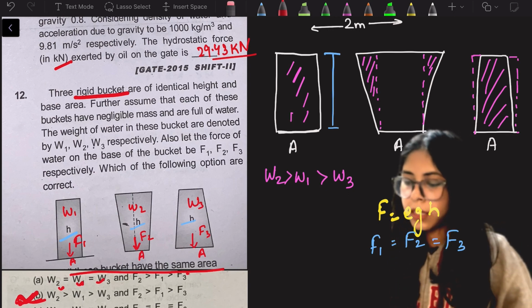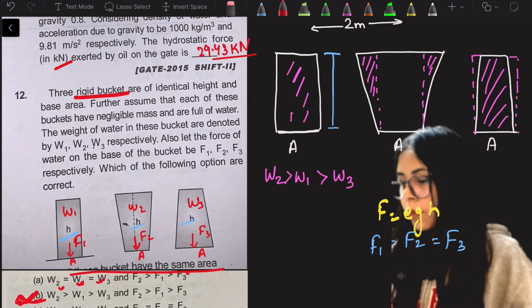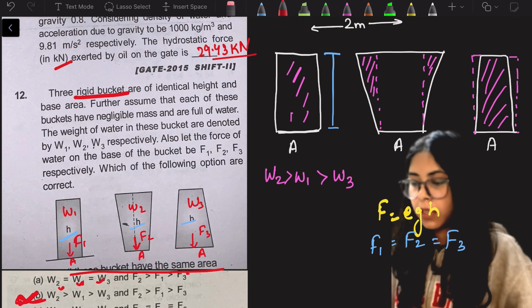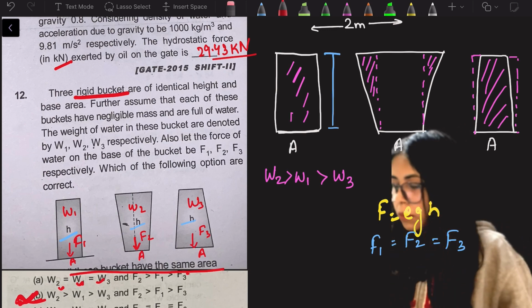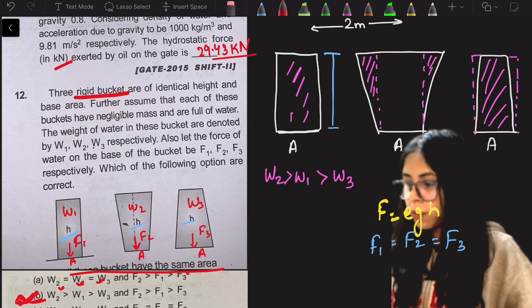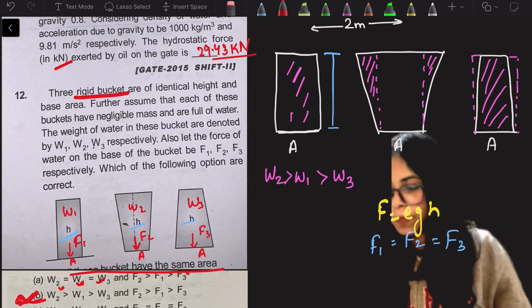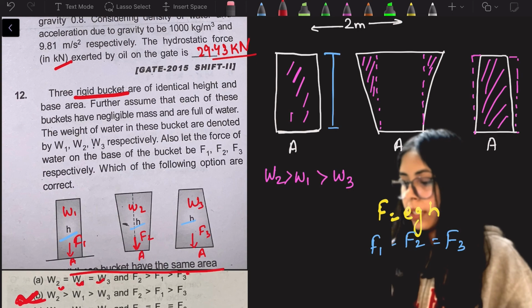So here we complete all the previous year questions of chapter number 3, which was hydrostatic forces, buoyancy. So let's meet in the next chapter.